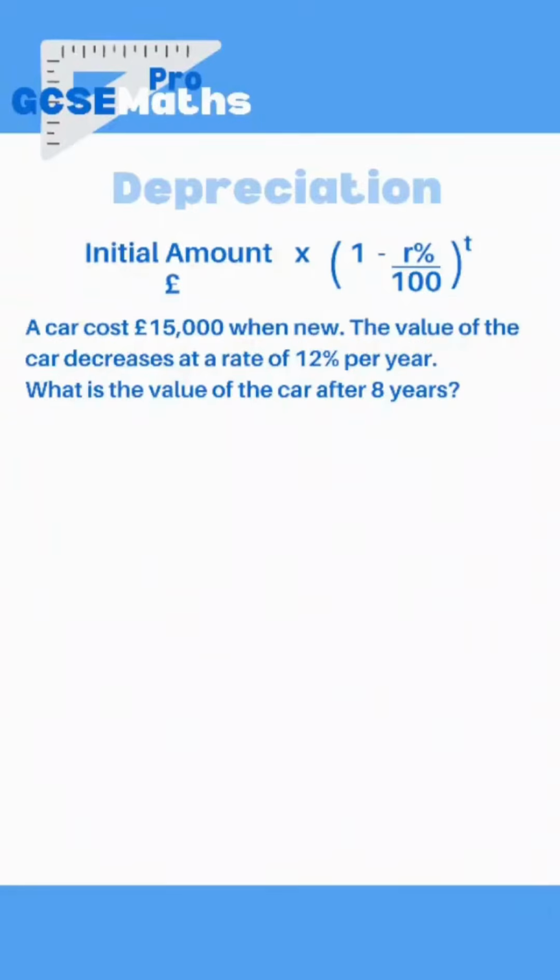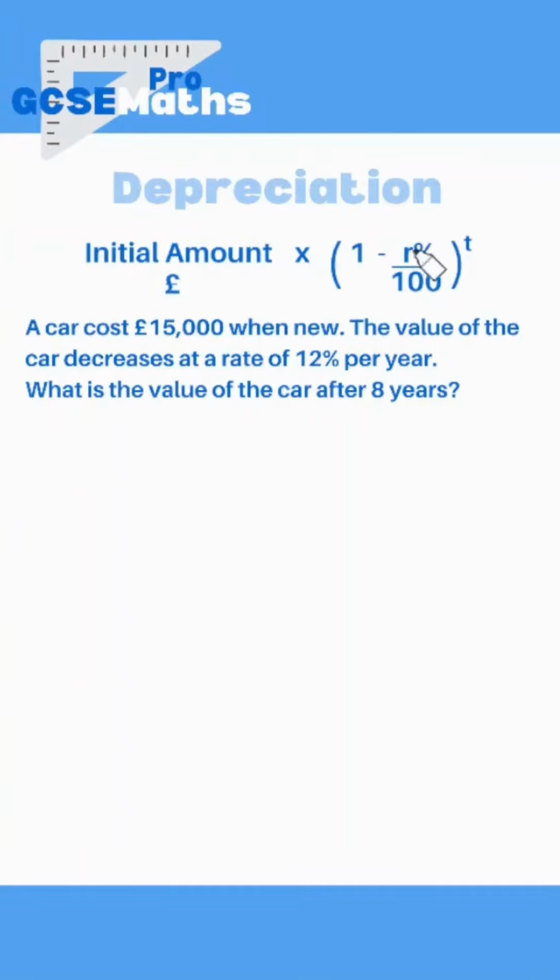Okay, so now we're looking at something called depreciation. You might not recognize the word, but you might recognize this formula here. It looks a little bit like the compound interest formula. So depreciation is basically something losing value over time. So the compounding effect is still there, but we're no longer calling it interest because obviously interest is increasing.